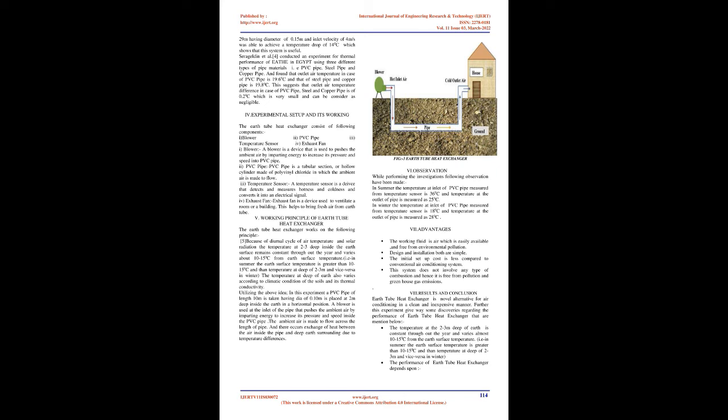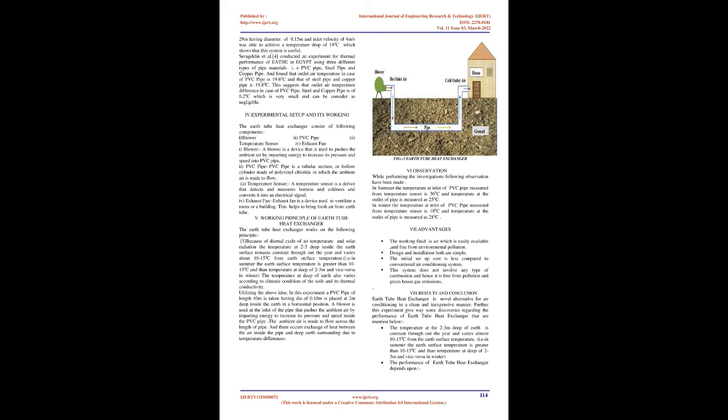Utilizing the above idea, in this experiment a PVC pipe of length 10 m, having a diameter of 0.10 m, is placed 2 m deep inside the earth in a horizontal position. A blower is used at the inlet of the pipe that pushes the ambient air by imparting energy to increase its pressure and speed inside the PVC pipe. The ambient air is made to flow across the length of the pipe, and there occurs exchange of heat between the air inside the pipe and the deep earth surrounding due to temperature differences. Fig-3 Earth Tube Heat Exchanger.